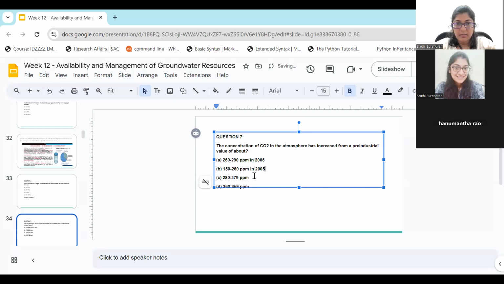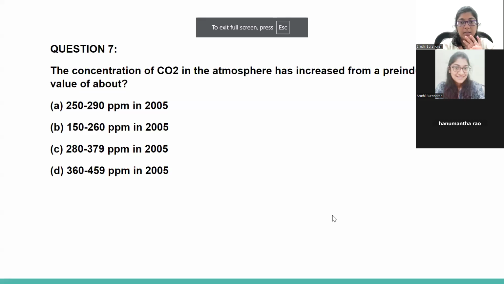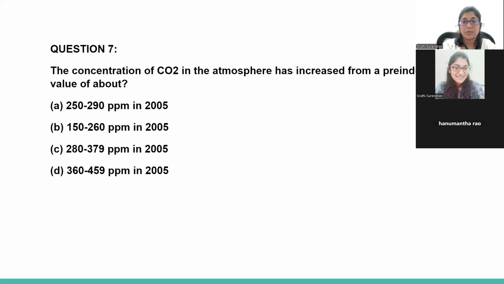So this is the question. What is the concentration of carbon dioxide in the atmosphere? What is the range in the variation of carbon dioxide concentration in the atmosphere from a pre-industrial value to the year 2005? We are only talking about the year 2005 because your lecture series is only talking about the ranges submitted in the 2005 report of IPCC. So that's why this question.